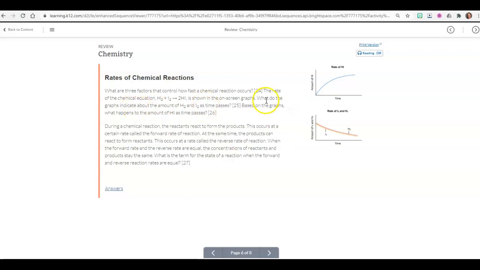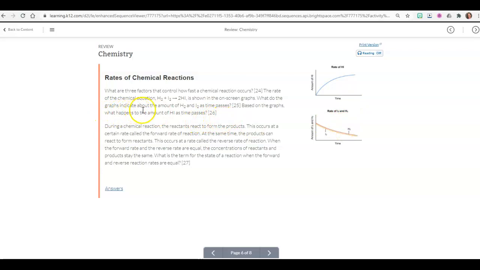And then the next one says the rate of the chemical reaction. Here you have an example of H2 plus I2 yields or produces 2HI, and it's shown on the graph over here. What do the graphs indicate about the amount of H2 and I2 as time passes? So look, it's pretty easy to see. Time is passing. Got something going on right here. We can see that it's obviously rising, right? So over time, we have more HI.